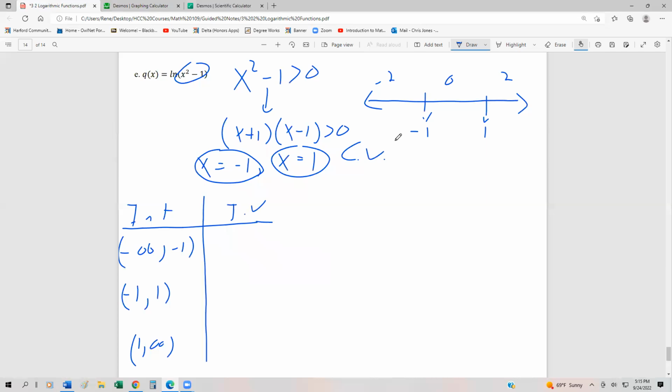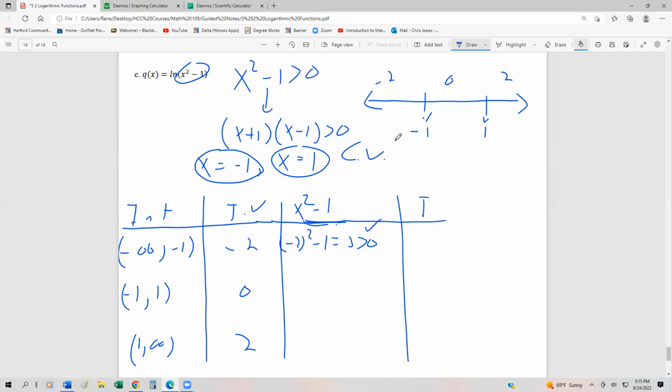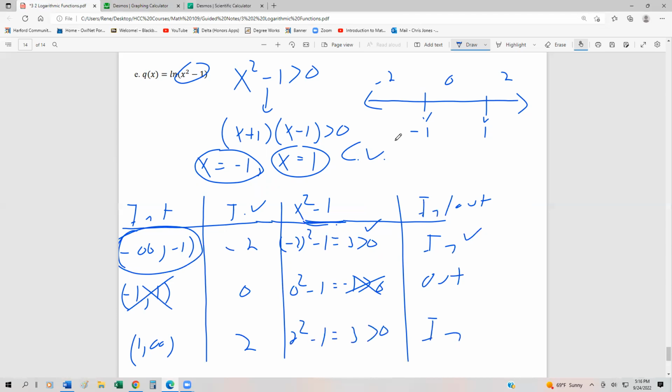Test values, that's going to be, like we said, -2, 0, and 2. And then we're just going to substitute that back into x squared minus 1, right? And we know that if we substitute -2 back in, that's -2 squared minus 1, which is 3, which is greater than 0. And so that's a valid statement. And remember, we might have like in or out. So this one is in. Okay, so this is part of the solution set. If we try 0, we get 0 squared minus 1, which is -1, which is not greater than 0. So that's out. Okay. And then finally, 2 squared minus 1 is 3, which is greater than 0. So this is in.